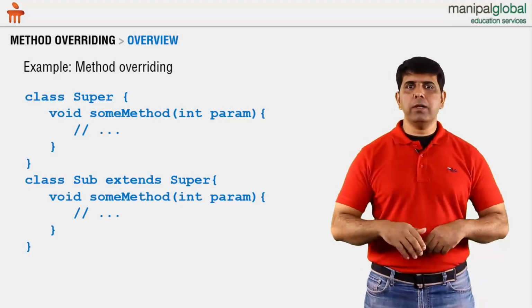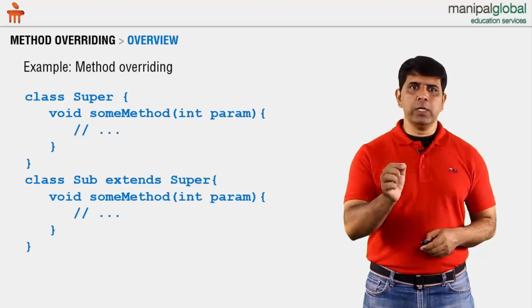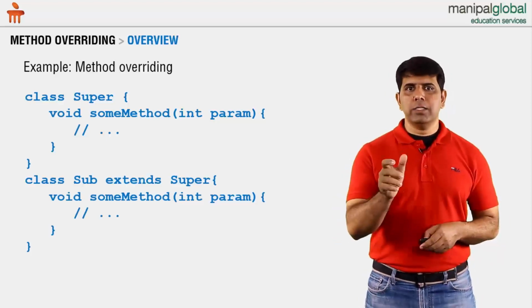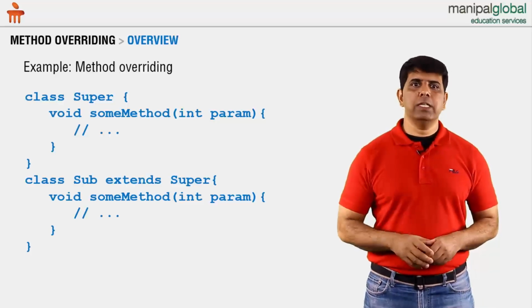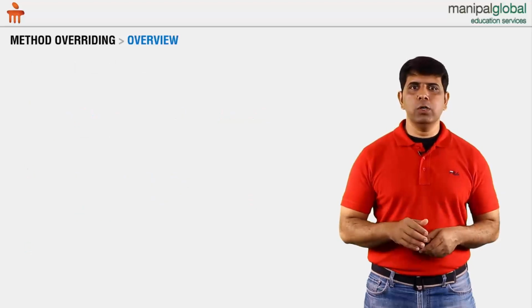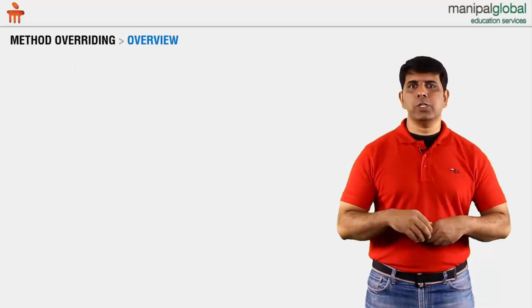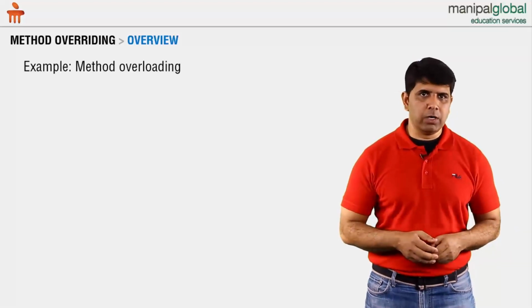However, if I rewrite the same method with the same return type void, same name as sum method, int parameter, now this is called overriding. So if I call that function, it's the subclass function that's going to be called.